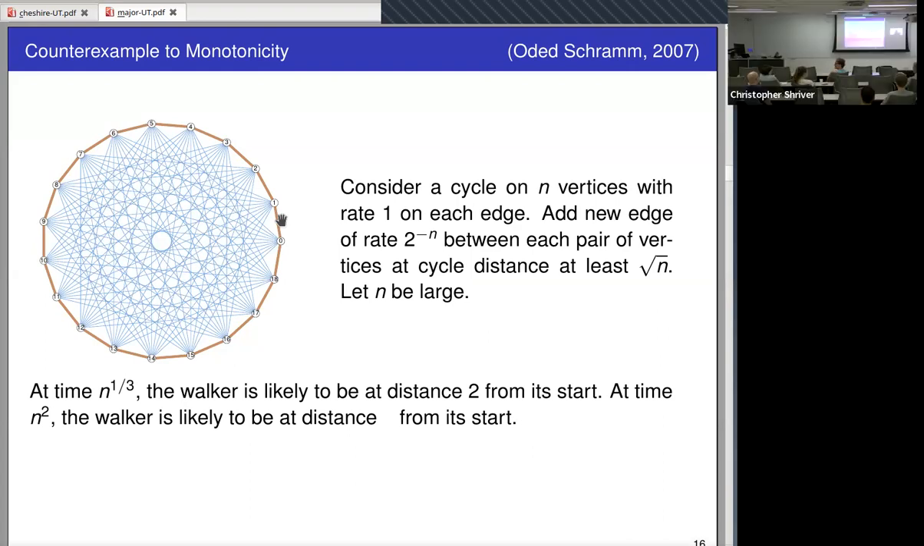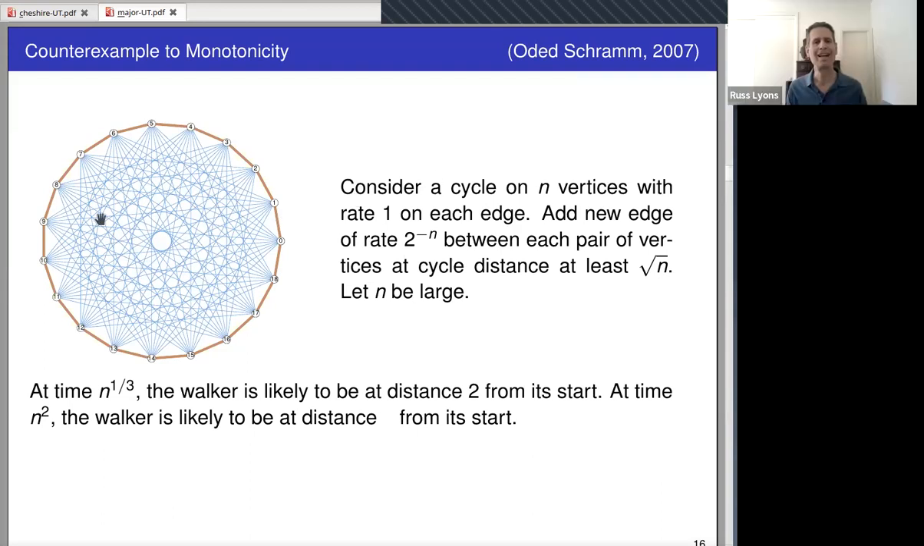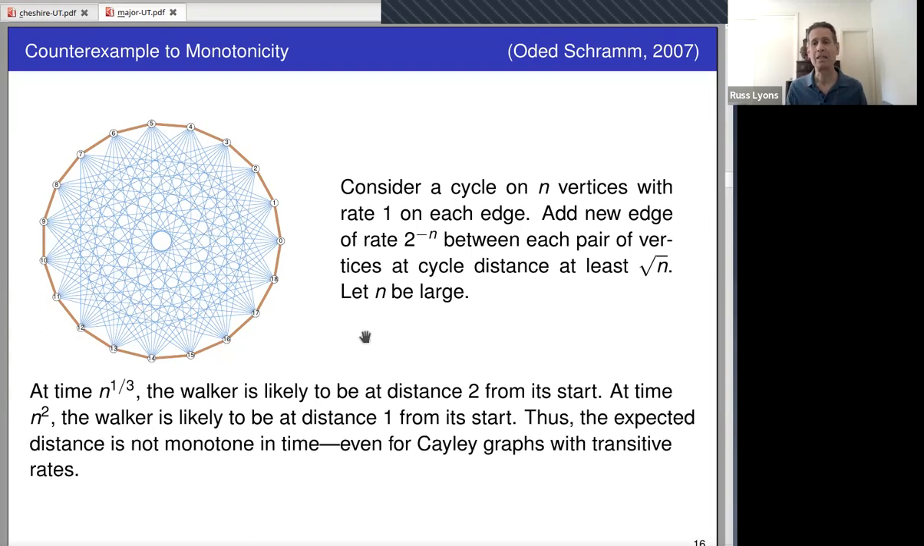It is 1. Oh, you did say it. 1. Yeah, 1, right? Because it's very likely to be somewhere on the opposite side, and there's going to be a direct edge. What does this mean? Expected distance went down from 2 to 1. Even in this beautiful setting where we have all the structure, it's a Cayley graph with transitive rates. Bad news. Okay?